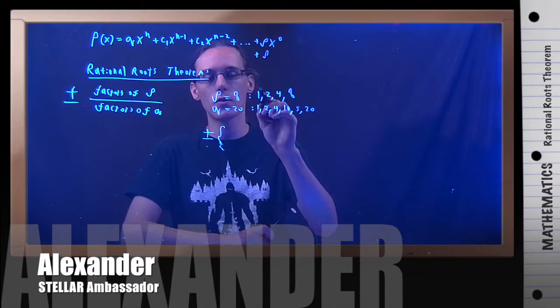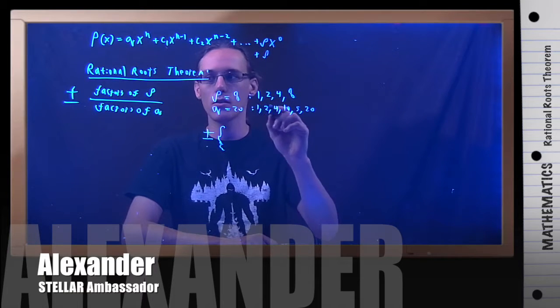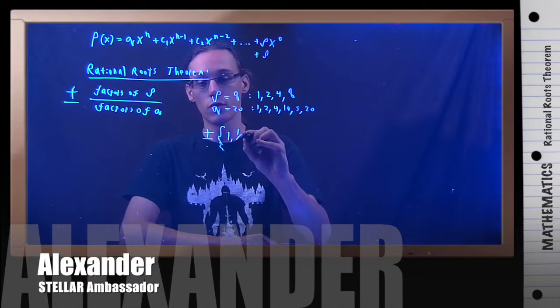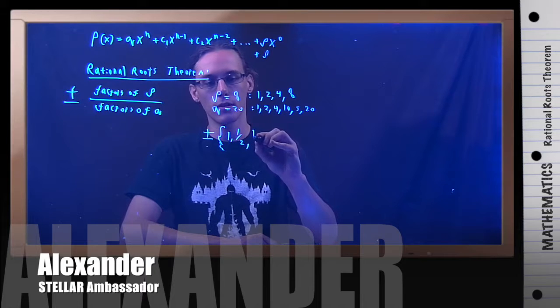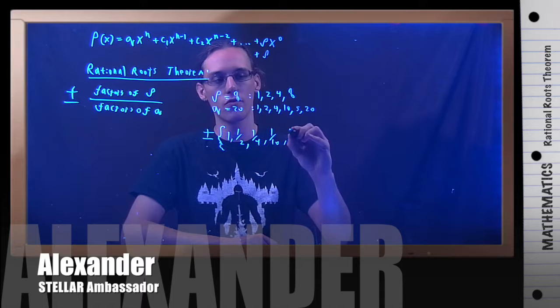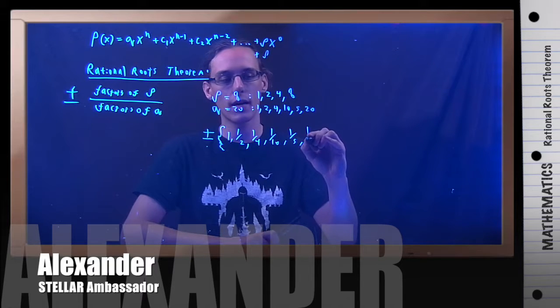So the first factor of p is 1. So I do 1 over every single one of the different q's. So 1 over 1 is 1. 1 over 2 is 1 over 2. 1 over 4. 1 over 10. 1 over 5. And 1 over 20.